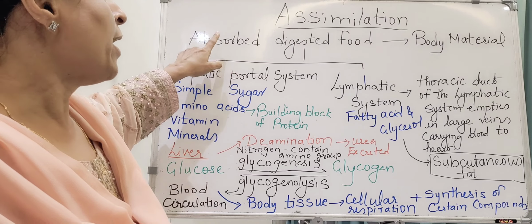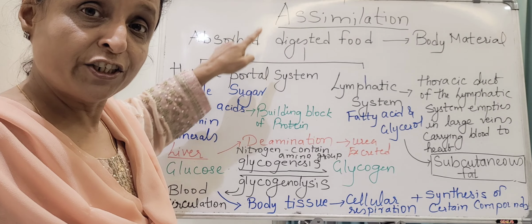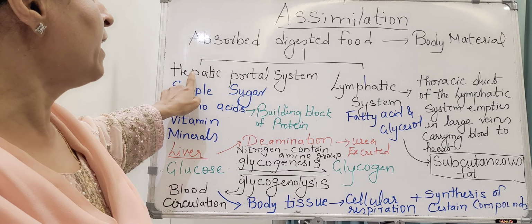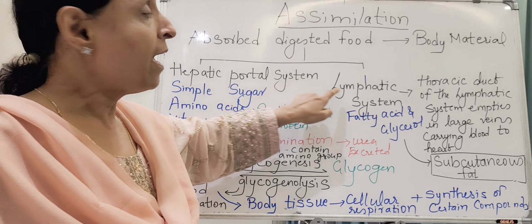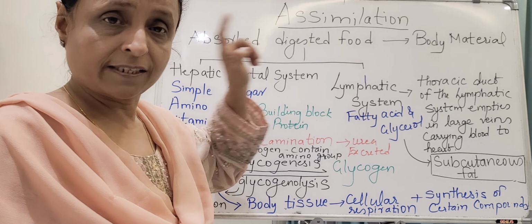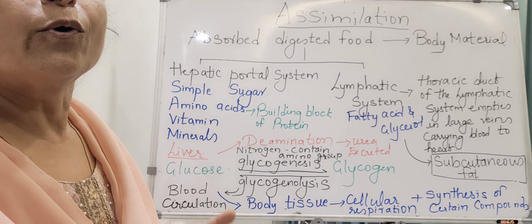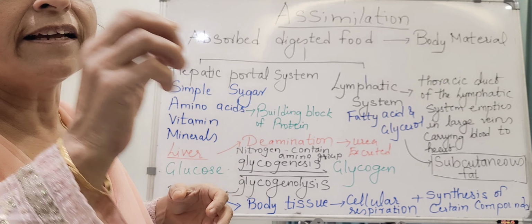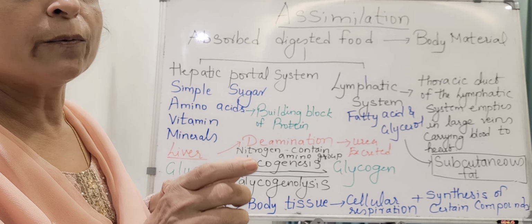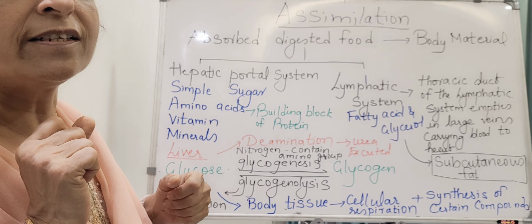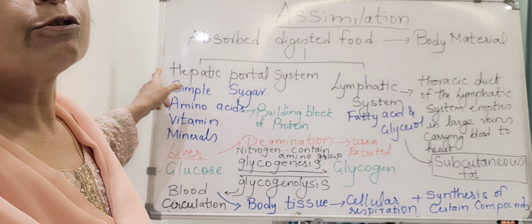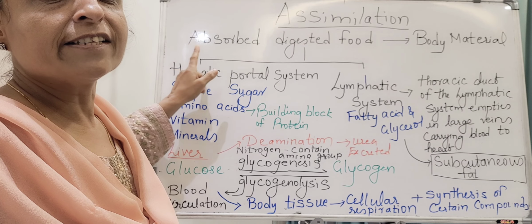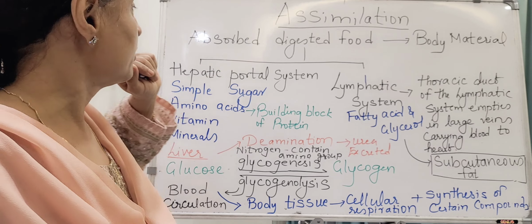So here, absorption or assimilation takes place by two processes. That is by the hepatic portal system and the lymphatic system. So what is portal system? When it starts with capillaries and ends into capillary, and in between there's a vein, it is portal system. Anything to do with liver is hepatic. So now it enters the hepatic portal system.